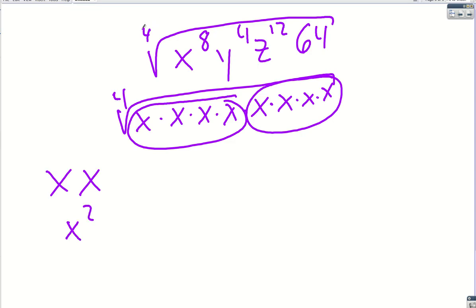Another way to view this is 4 goes into 8 2 times. So this exponent divided by this is what gets to come out, which means 4 divided by 4 is 1. 12 divided by 4 is 3. And then let's do 64 again.